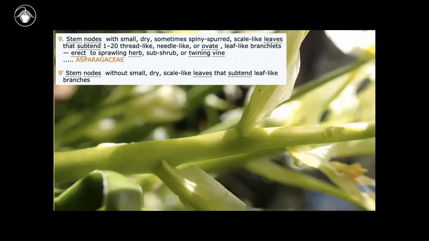Stem nodes with small, dry, sometimes spiny spurred, scale-like leaves that subtend 1 to 20 thread-like, needle-like, or ovate, leaf-like branches, erect to sprawling herb, subshrub, or twining vine, Asparagaceae. Or stem nodes without small, dry, scale-like leaves that subtend leaf-like branches. In this case, we do not have small, dry, or scale-like leaves at the nodes.